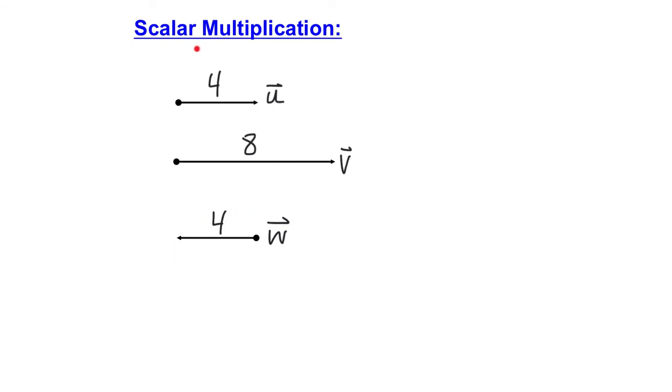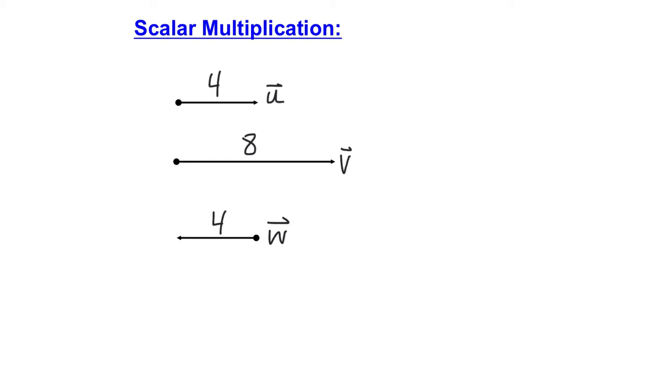Now, scalar multiplication, what do I mean by that? Well, remember, a scalar value is magnitude only. So I can multiply my vectors by a scalar amount, a number, and that number can create an equivalent vector to something else.